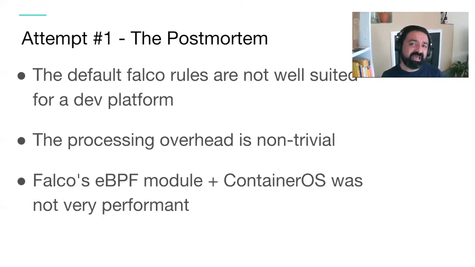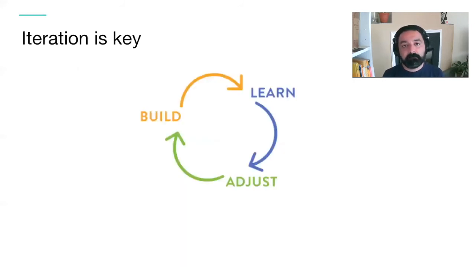Second, we realized that all this rule processing was non-trivial. It was putting a big hit on the CPU consumption of every node. And finally, the biggest surprise for us is that Falco's eBPF module didn't play along that well with Container OS, which is the default OS for Kubernetes clusters on GCP. So we got the team together, we talked about what happened, we looked at the logs, we learned what happened, and we made some adjustments.